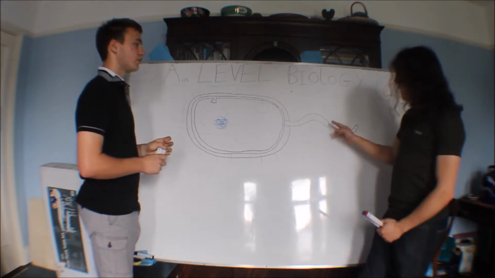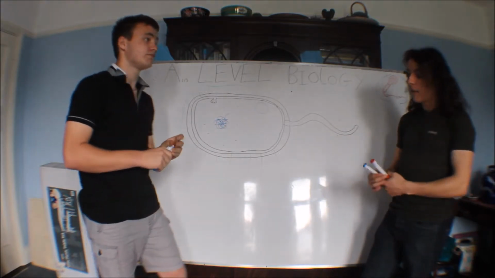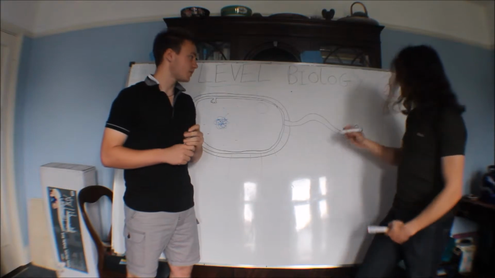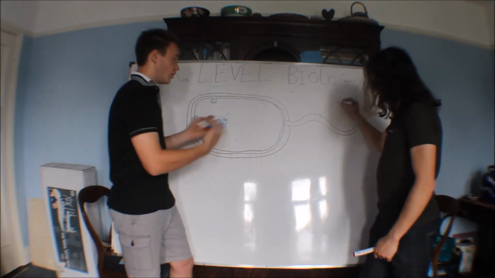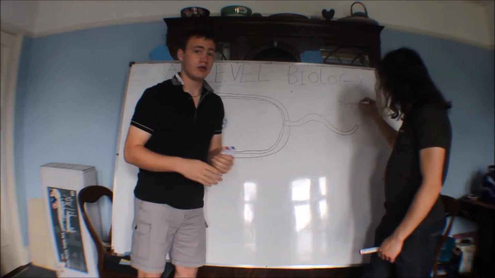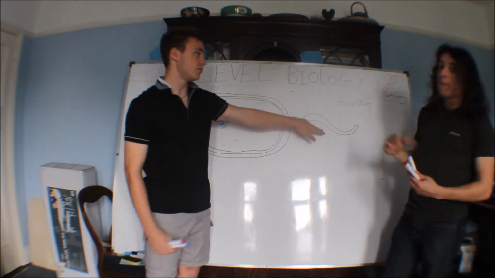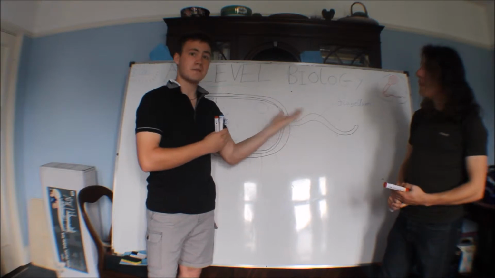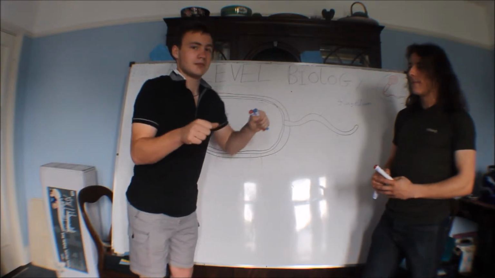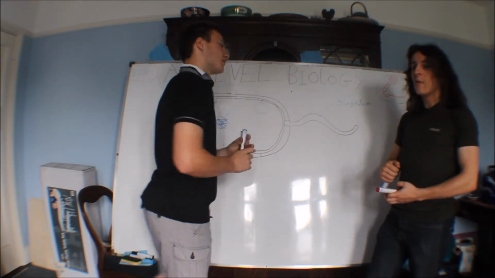So this bit most people know from GCSE, this is a flagellum. Now, there's a few things on here that aren't on every single prokaryotic cell. Not every single prokaryotic cell would have a flagellum, but most of them do, and it's for movement. They sort of swim with it. That's how they move.